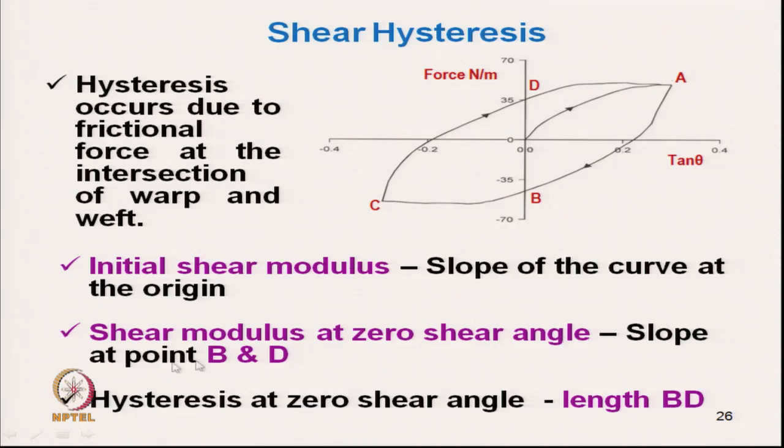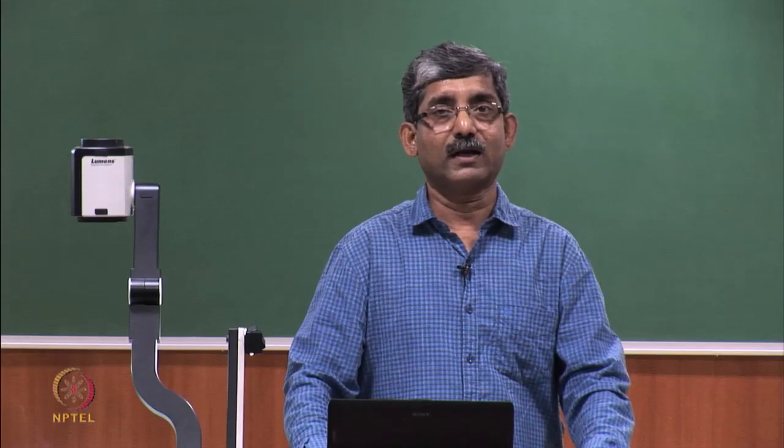So, if we take the slopes at point B and at point D, we will get the shear modulus, and there will be two values. This will be the slope at the shear 0 point. We can take the mean of these two values, and also the hysteresis at 0 shear angle. The distance between B and D is the hysteresis. From there we can calculate the shear hysteresis, which is basically due to the frictional contact.